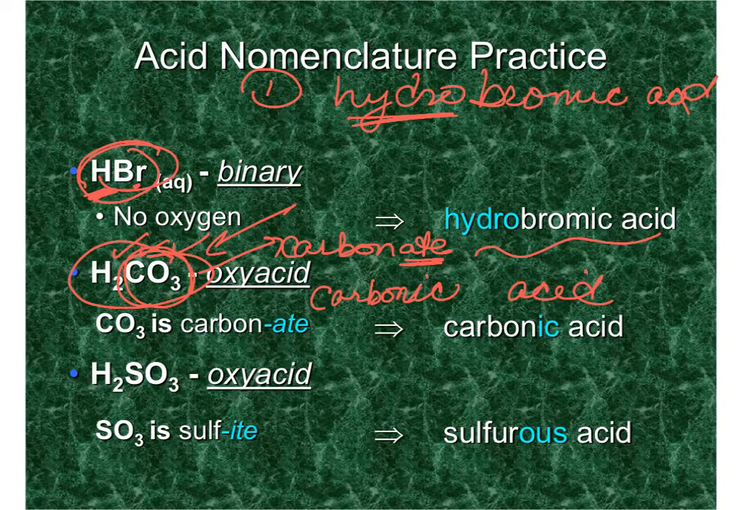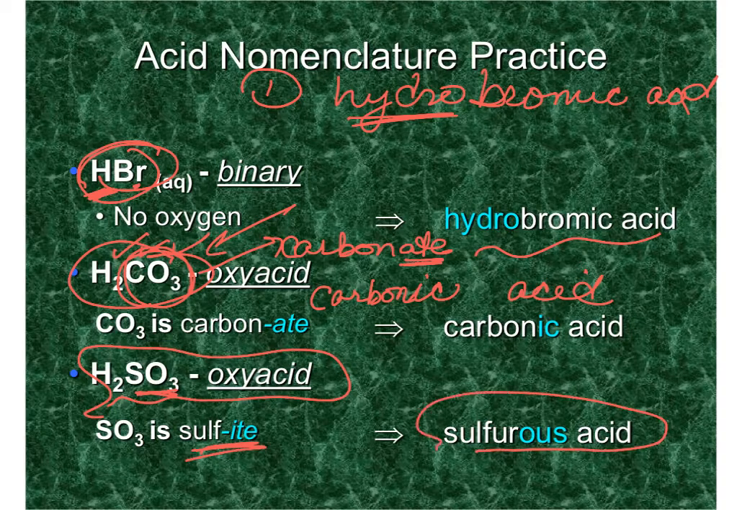Right? And we kind of already named that on the last thing, right? That is sulfite. Ite becomes ous, so that becomes sulfurous acid.